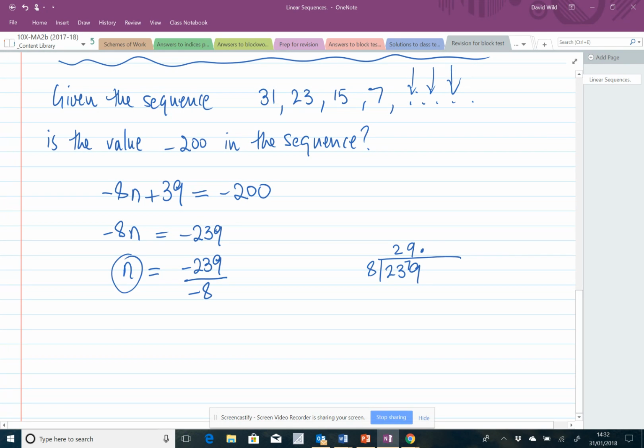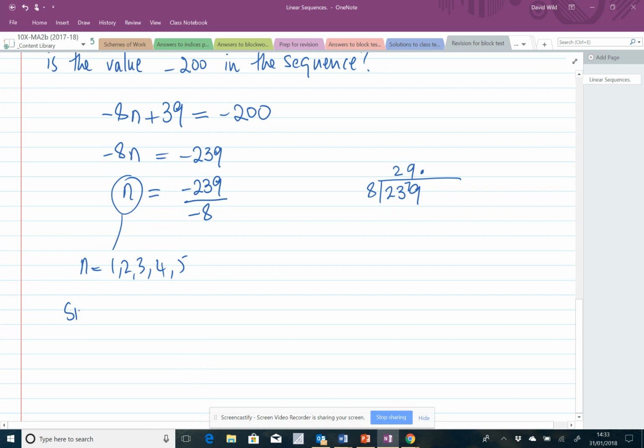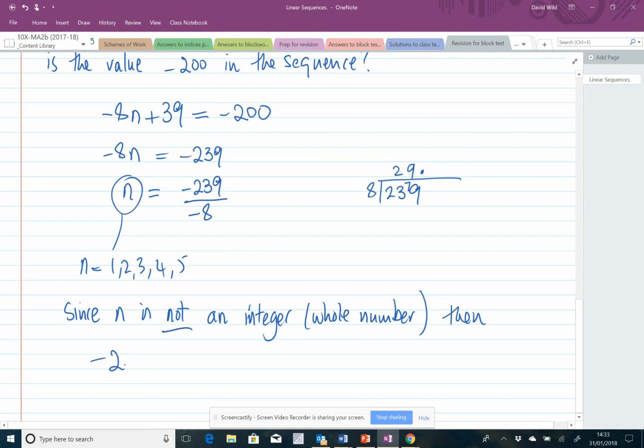But n, we know n is a counter. Remember, n is 1, 2, 3, 4, 5. So it can't be a decimal number. So we can say, since n is not an integer, or you could write whole number if you wanted to, the proper name for that is an integer, then minus 200 is not a term in the sequence.